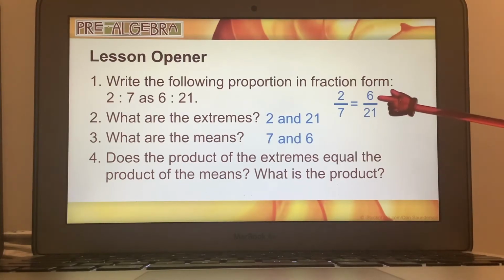It's 7 and 6. Does the product of the extremes equal the product of the means? That means if I take the extremes 2 and 21 and multiply them together, does that equal the means multiplied together, 7 times 6? Now, what's 2 times 21? 42. Now, 7 times 6, yes, it's also 42. So the products are equal, and the product is 42.